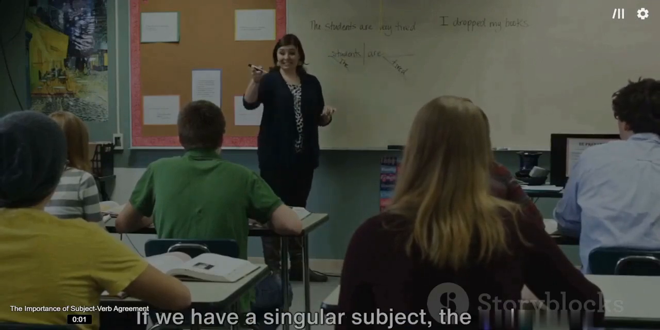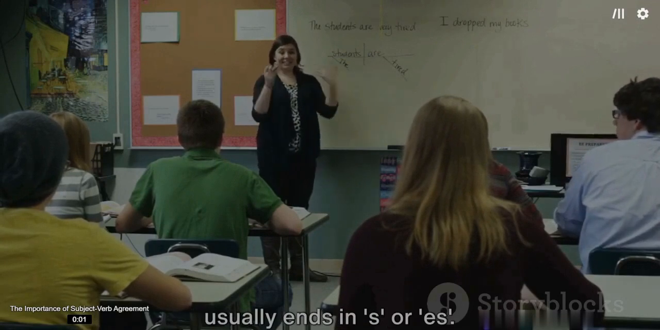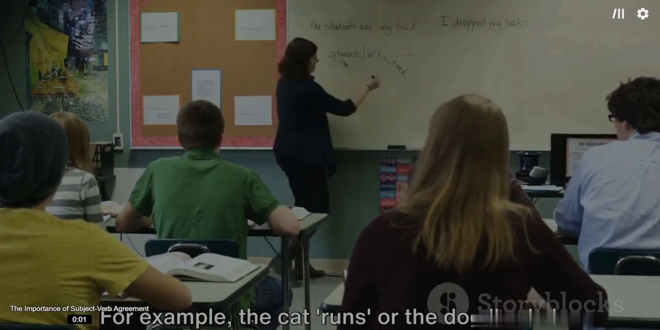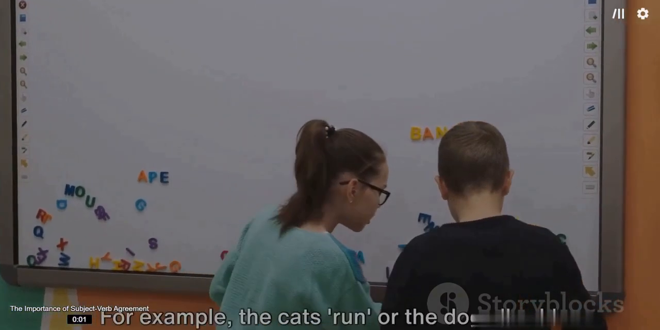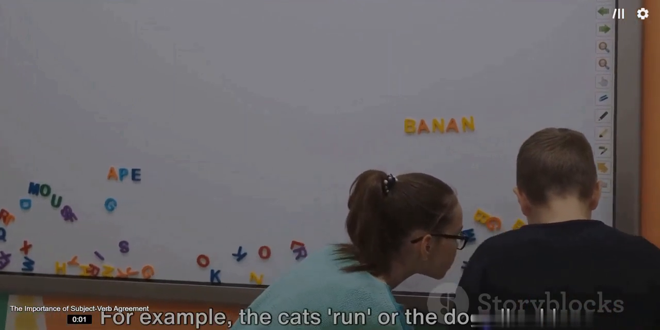If we have a singular subject, the verb usually ends in s or es. For example, the cat runs or the dog barks. But if we have a plural subject, the verb loses the s. For example, the cats run or the dogs bark.